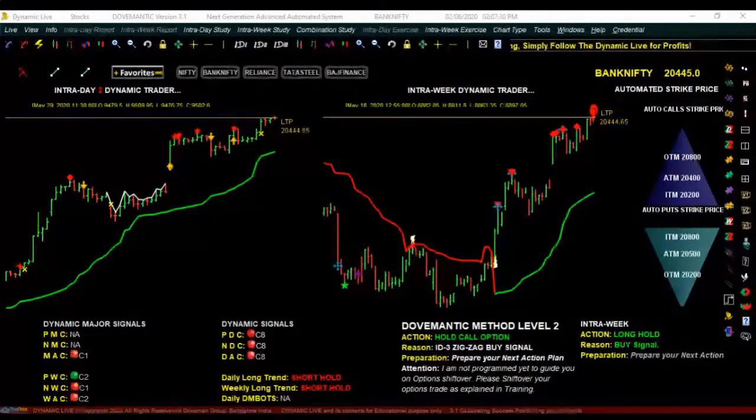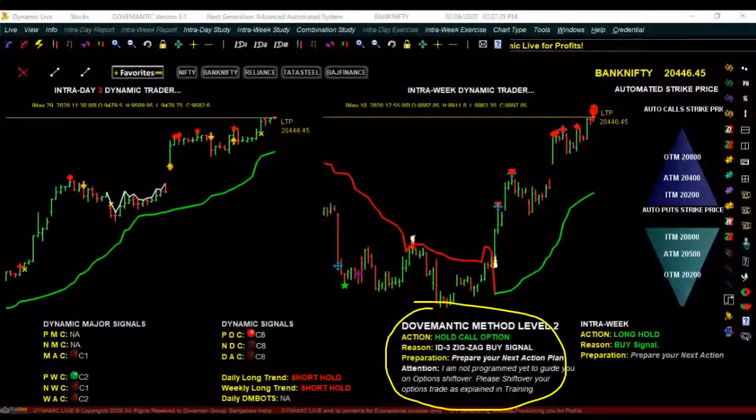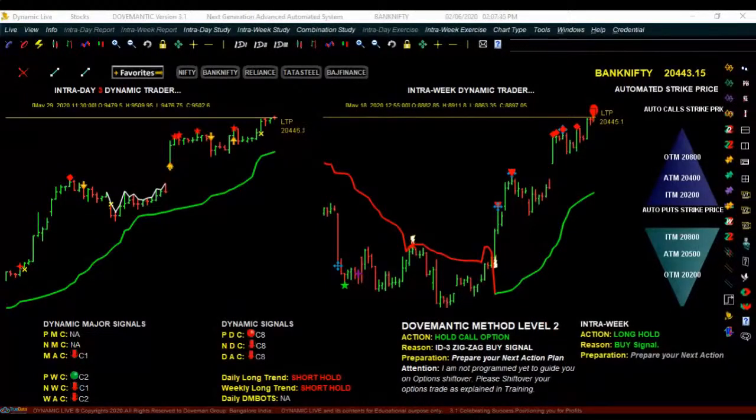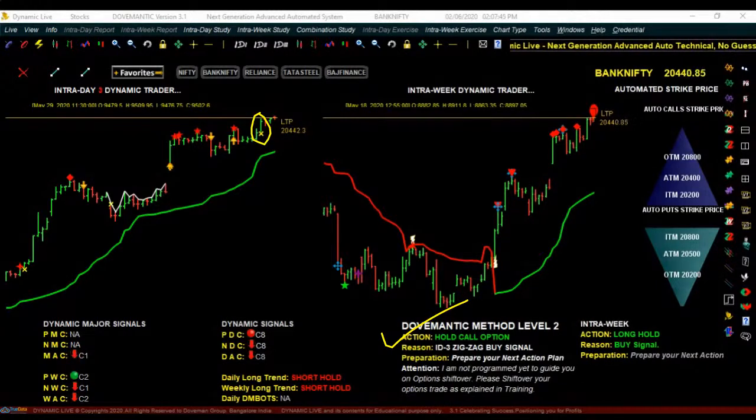Your job is to just follow this Dynamic method level 2, and in this you are supposed to check only this action information. Now in this action information, whenever there is a clear point to buy, today there was a clear point to buy here, and it was very clearly written as buy call option now. Or if it feels that there is a good point to sell, then it will be written as buy put option now.